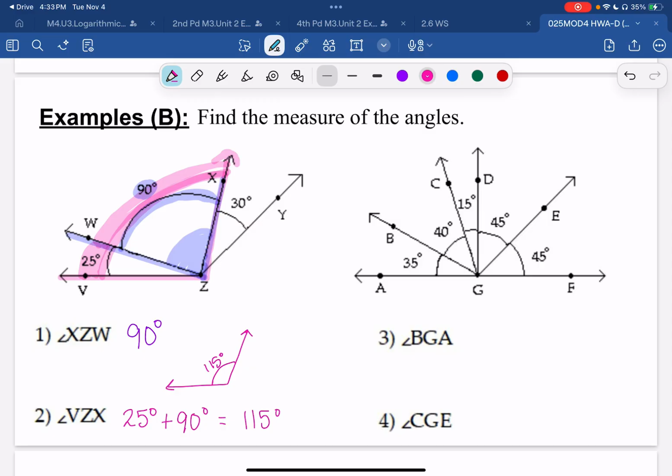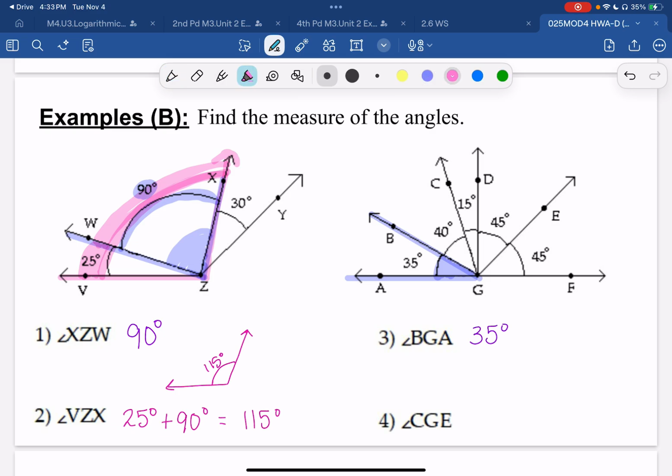All right, let's look at another example. So here, again, I've got BGA. So I'm going to go from B to G to A. And so that's this small angle here. And so BGA is this angle that would measure 35 degrees.